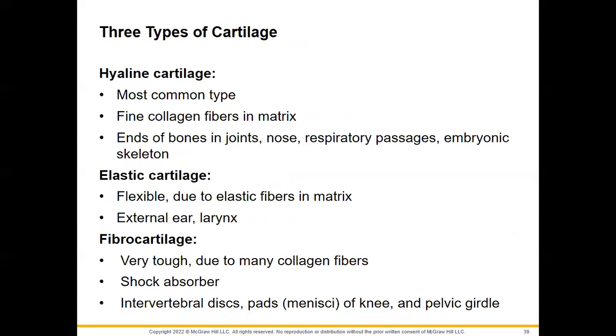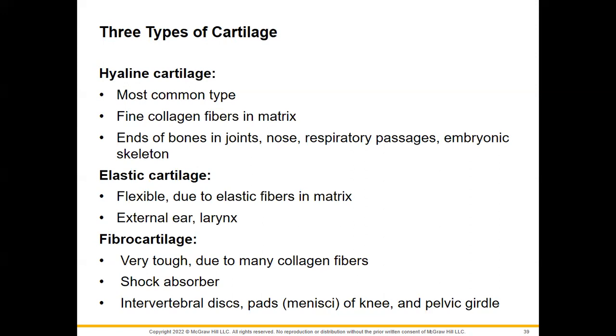So, hyaline cartilage is going to be your most abundant type of cartilage. It is going to be found in different matrices, especially on the ends of your bones, in your joints, the tip of your nose. So if you put your finger on the tip of your nose and you squish it in, that squishiness, that firm, it's not really going to fall apart and break, but it's still squishy. That's cartilage, specifically hyaline cartilage. In your respiratory passages, so your airways are made up of hyaline cartilage, and then the embryonic skeleton.